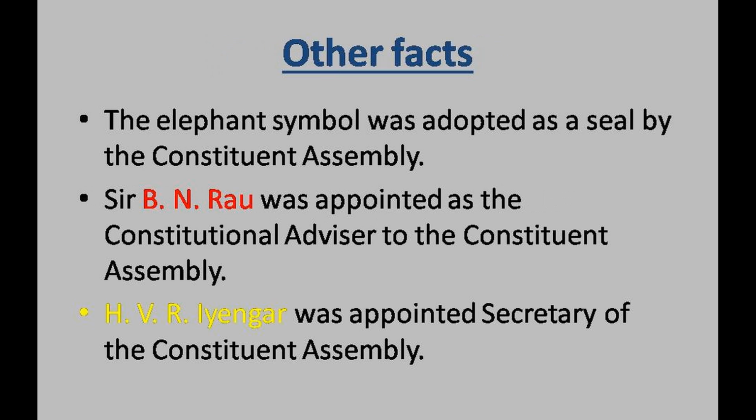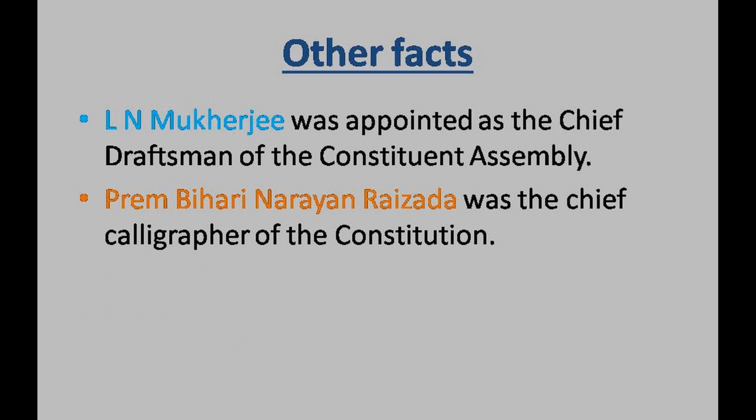Sir B.N. Rau was appointed the constitutional advisor to the Constituent Assembly. H.V.R. Iyengar was appointed Secretary of the Constituent Assembly. Prem Behari Narain Raizada was appointed as the Chief Draftsman of the Constituent Assembly. The elephant was adopted as a seal by the Constituent Assembly.